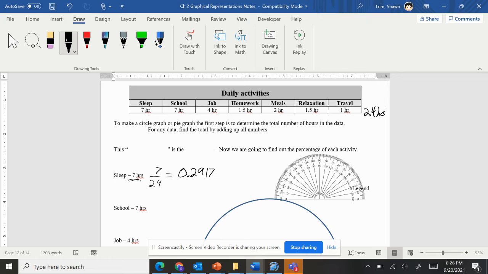I left it as a decimal just because it makes it a little bit easier for the next step. So it can be written as 29.17%, or we can leave it as a decimal of 0.2917. School is the same amount of time, so we don't even have to calculate that. It would just be the same percentage, 29%.